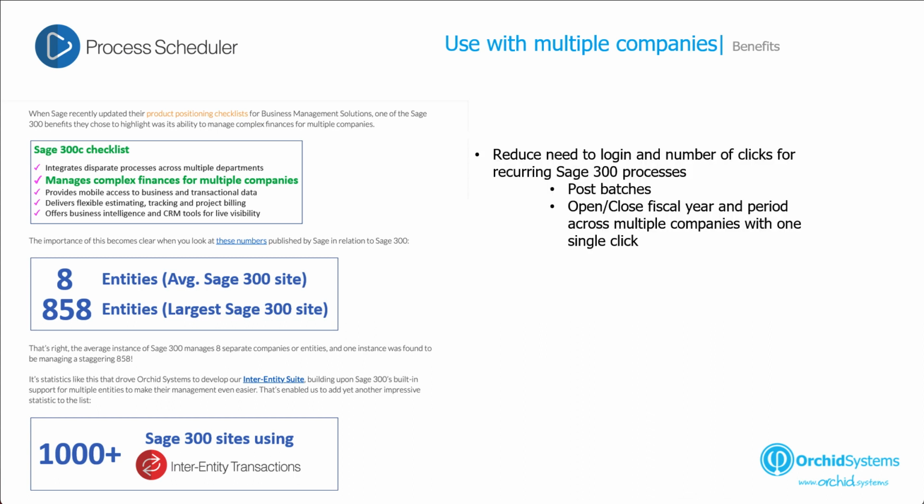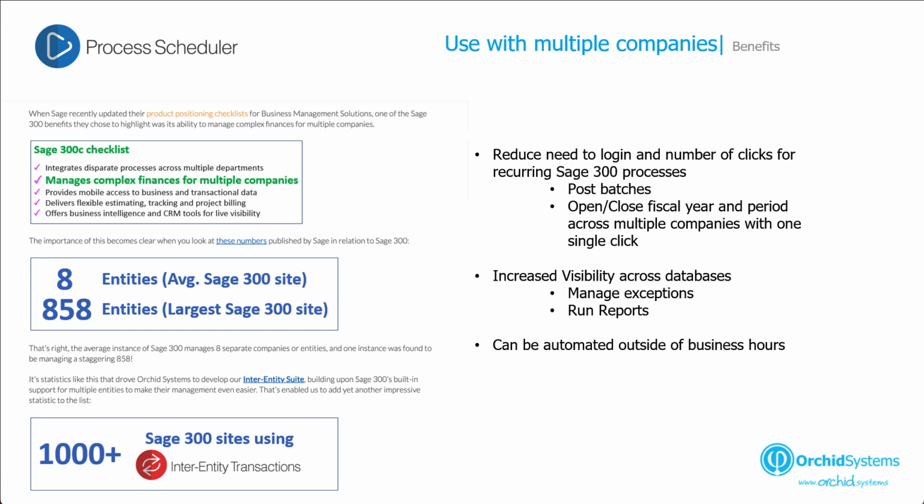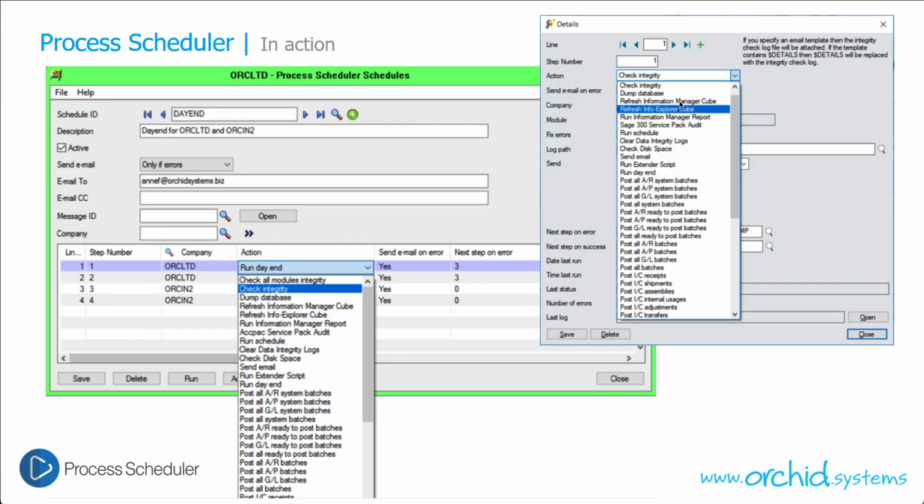It will help reduce the need to log in and the number of clicks for all these processes like posting batches, opening and closing fiscal periods. With the use of Extender, you could even run your GL revaluation batches across multiple companies. And because it helps you manage your exceptions and run your reports across databases, it gives you increased visibility. And you can run all this outside of business hours.